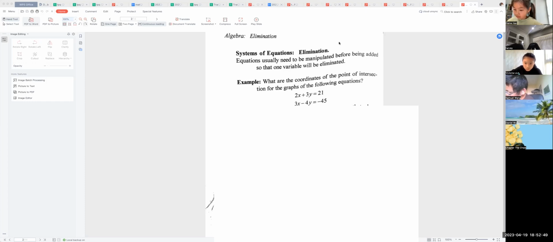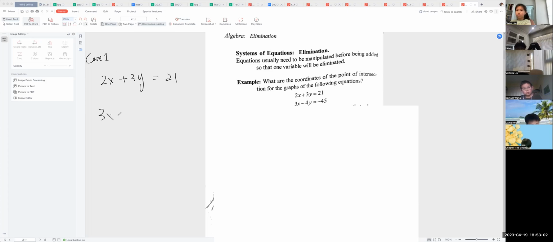Okay, so now everybody, this question is different, right? So I'm going to introduce 2 ways as well. Case 1. Again, I'm going to put 2x plus 3y equals 21, and 3x minus 4y equals negative 45.